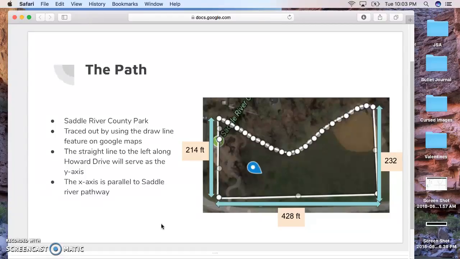and I basically allowed a straight line along the side right here, which is parallel to Howard Drive, which will serve as my y-axis, and then my x-axis, which is parallel to the Saddle River pathway, which is right down here. The picture on this screen is a little bit shifted just due to the angle at which I had to take the screenshot, but it's relatively parallel.